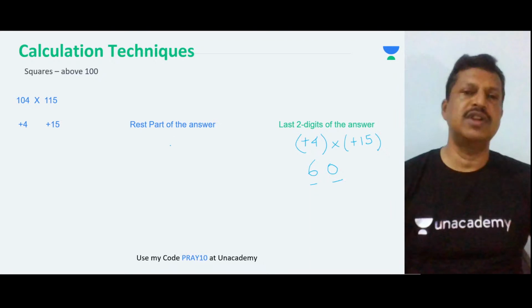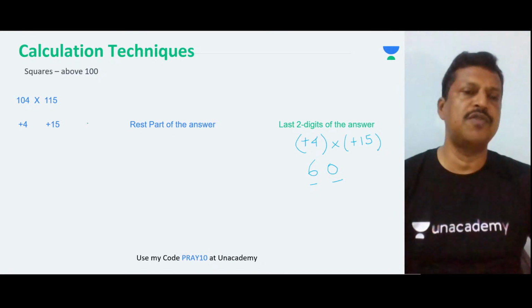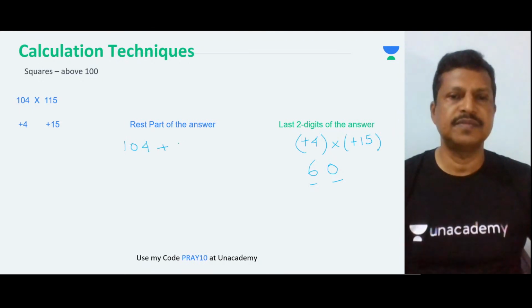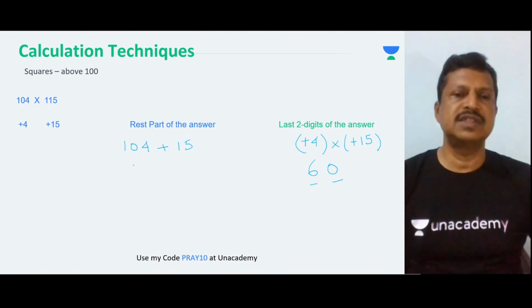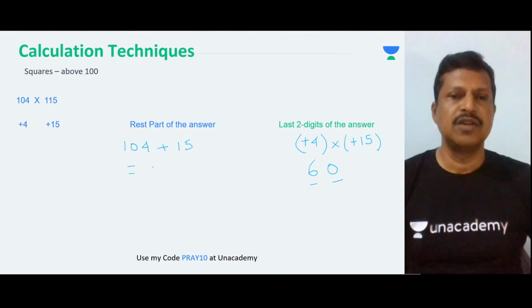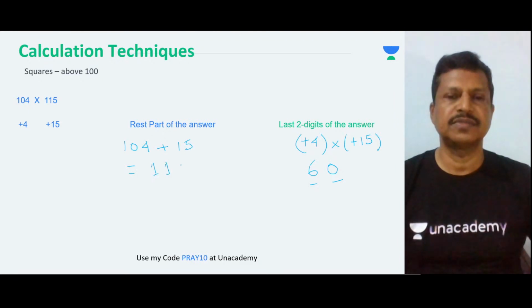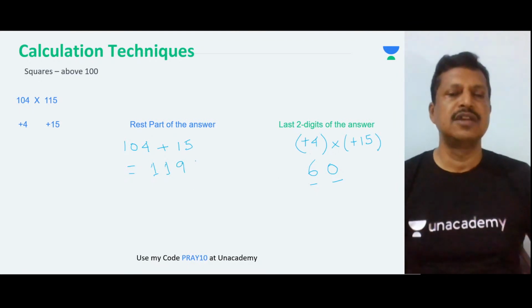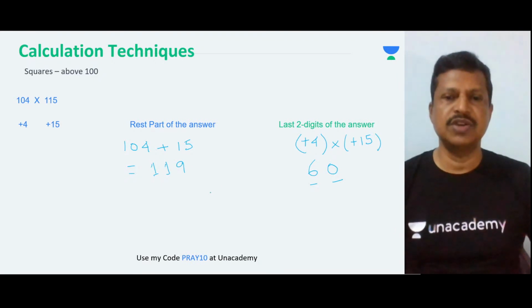And what is the rest part? Rest part will be 104 plus 15 or 115 plus 4. So if I say the rest part of my answer is 104 plus 15, this gives you 119. So the last two digits of your answer is 60 and the rest part of your answer is 119. So what is the final answer? The final answer comes out to be 11960.